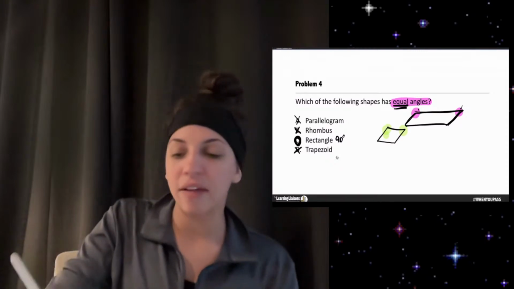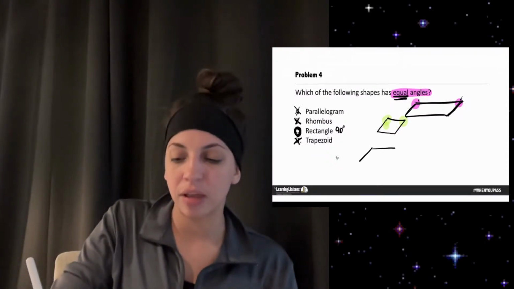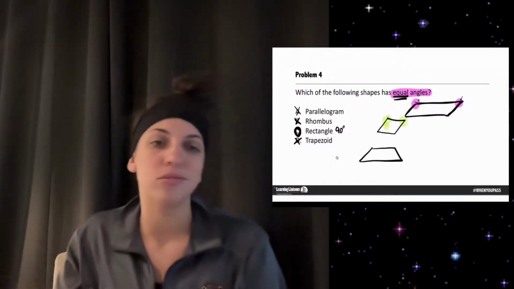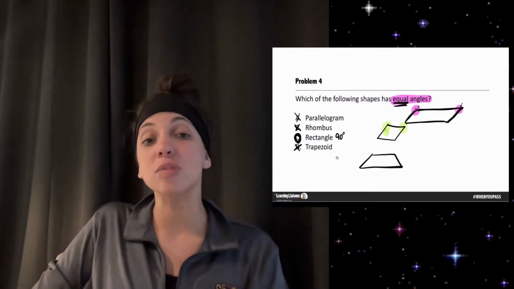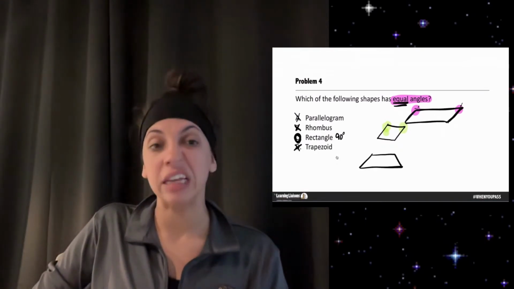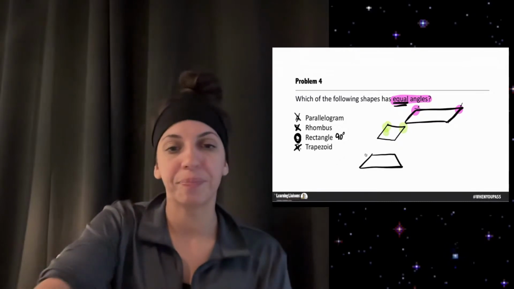A trapezoid does not have to have equal angles. In fact, when we think about the standard block trapezoid, those are definitely not equal angles. Now, let's explore parallelograms a little bit further in the next problem.